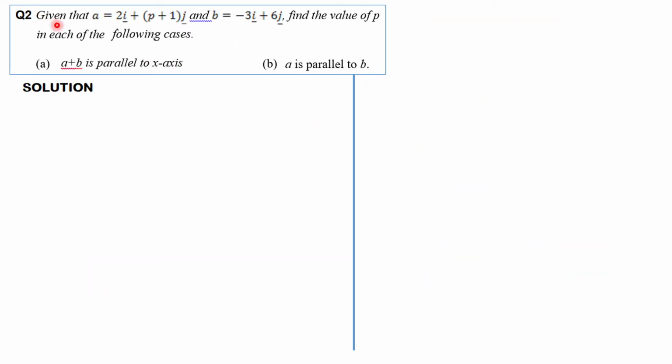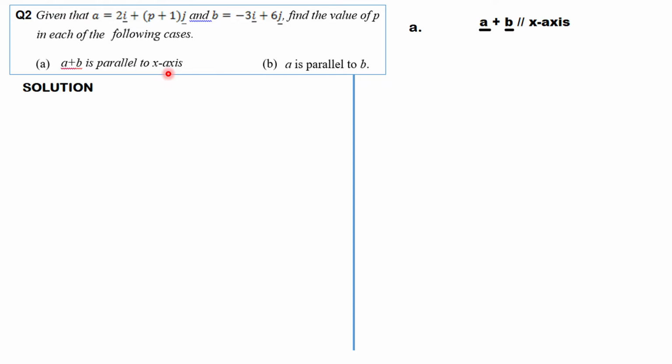Now here you are given vector A and vector B. The question is to find the value of P in each of the following cases. So here we have two cases. Let's look at the first case. For the first case, you are given that the resultant vector A plus B is parallel to the x-axis.